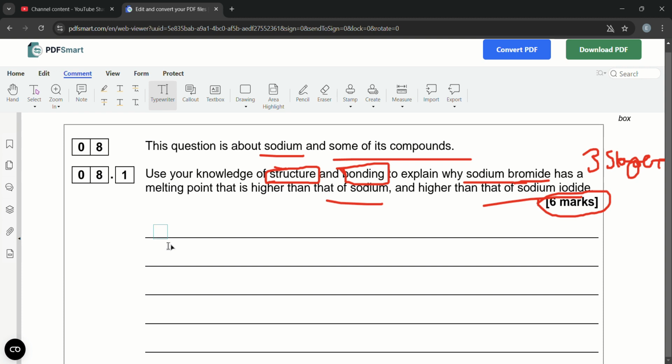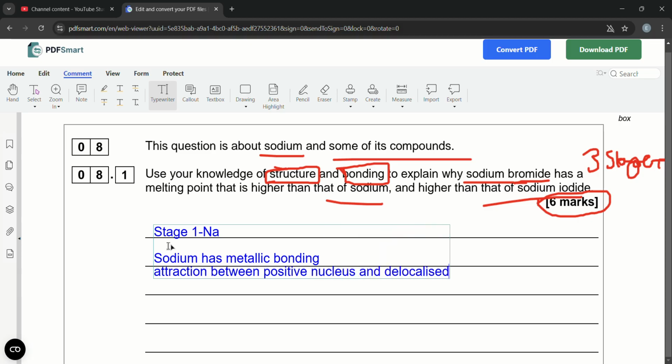Well, first things first, just talking about sodium. We know sodium has metallic bonding, attraction between positive nucleus and delocalized electrons in sodium. Na, sodium, also has a giant lattice structure.